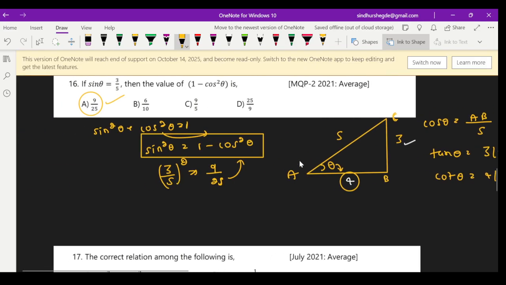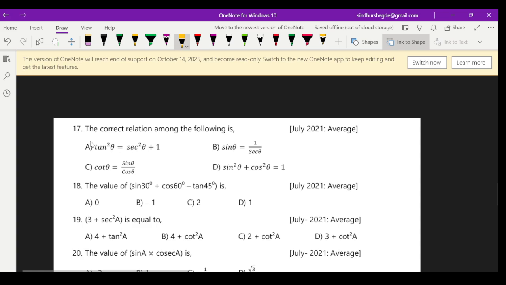Okay. Now, 17th question. This is related to identities: which is the correct relation? What are the known identities? 1 plus tan square theta is secant square theta. So this option is wrong, because 1 plus secant square theta is equal to tan square theta is not the correct answer.